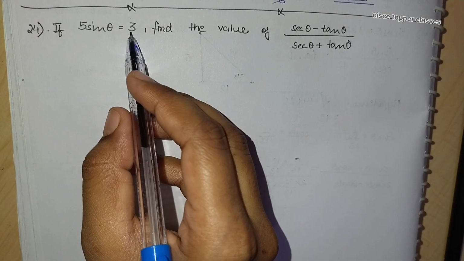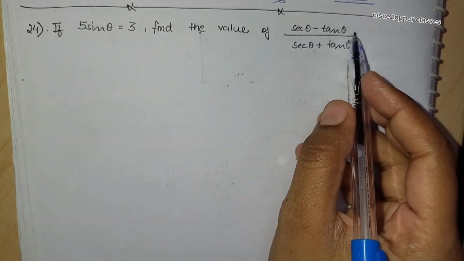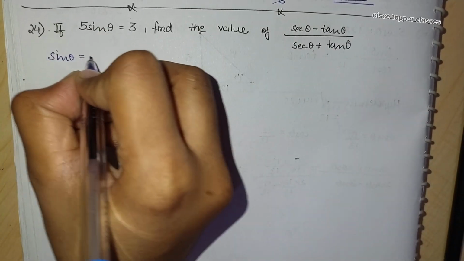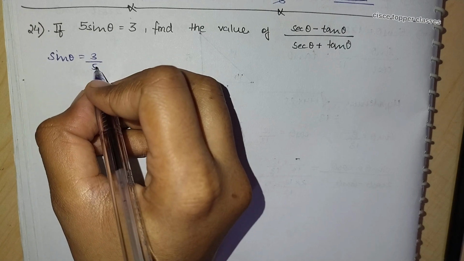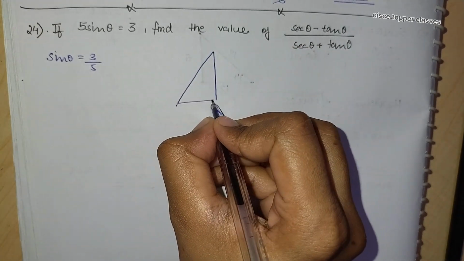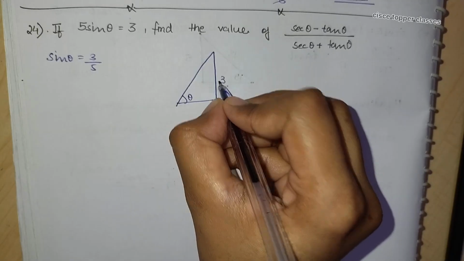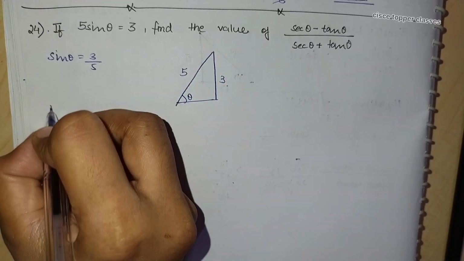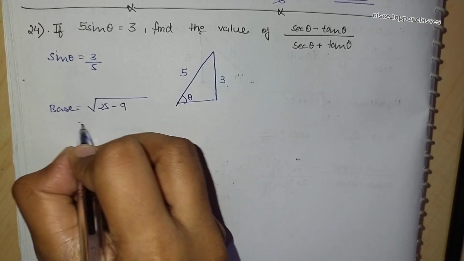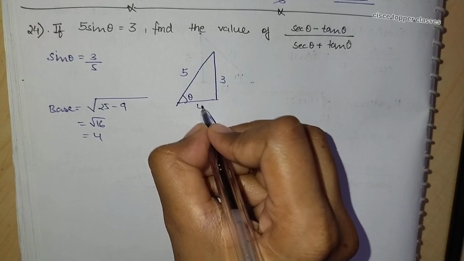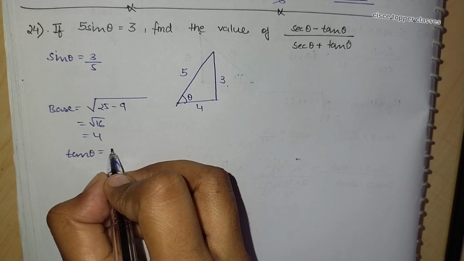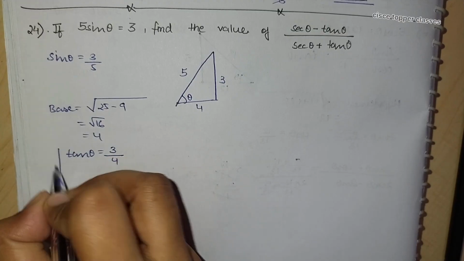If 5 sin theta is equal to 3, then find the value of sec theta minus tan theta divided by sec theta plus tan theta. So sin theta will be 3 by 5, and we know sin theta is perpendicular by hypotenuse. So let this be the triangle, theta is the angle here, and perpendicular by hypotenuse. If we want to find the base of this triangle, this will be under root of 25 minus 9. Under root of 16 will be 4, meaning 4 is the base here. And from there we can write tan theta, which is perpendicular by base, so this will be 3 by 4 here.